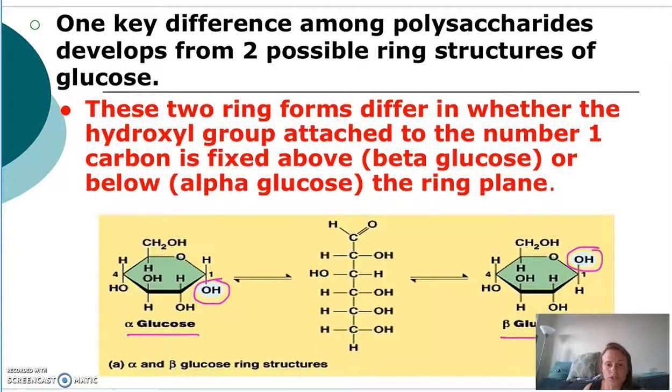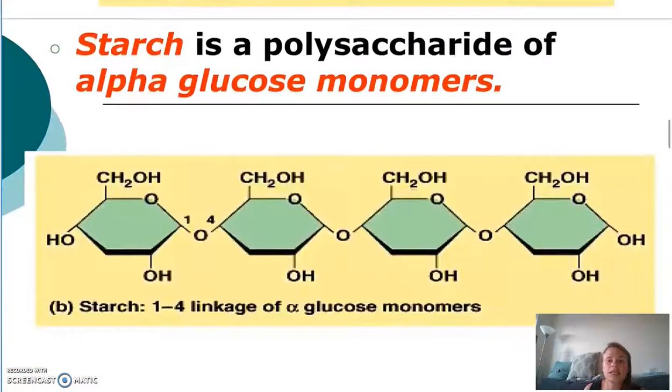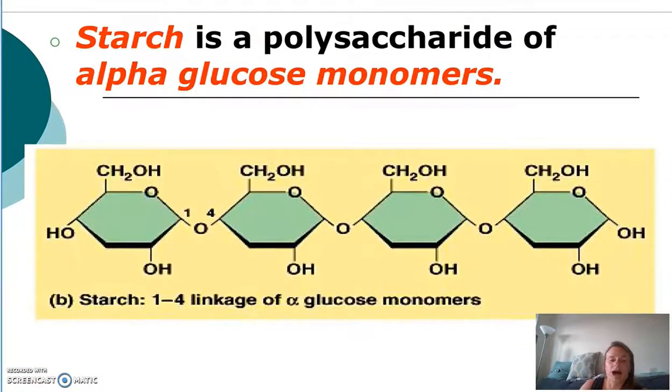So starch is a polysaccharide that is composed completely of alpha glucose monomers. So let me say that again. Starch is a polysaccharide. It's a polymer of monosaccharides that is composed completely of alpha glucose monomers.